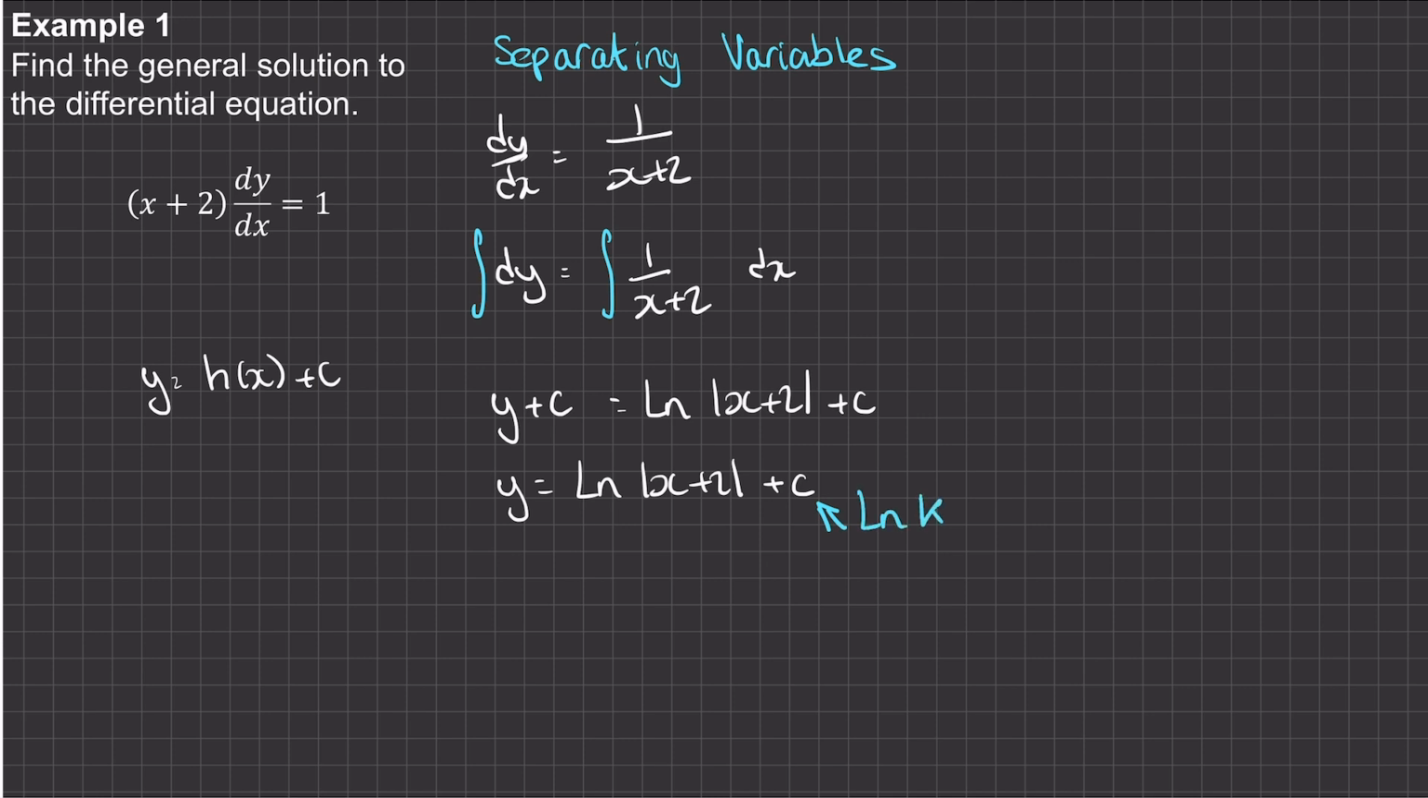And the reason why we do this is we can now apply the rules of logs to tidy these up. So now we have y is equal to the natural log, and we'll apply the multiplication rule, so we can multiply this by that. So k lots of x plus 2. So this is a general solution to this differential equation. Okay? Let's try example 2.